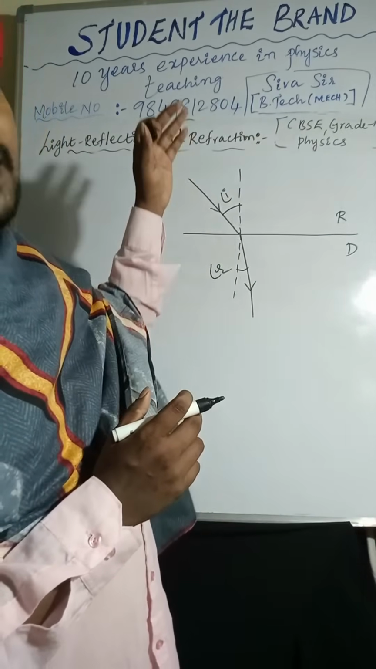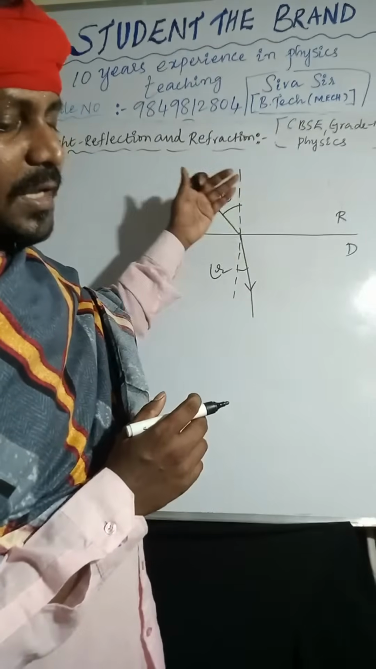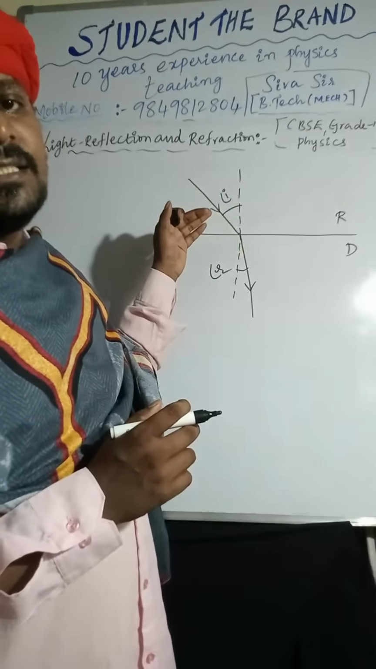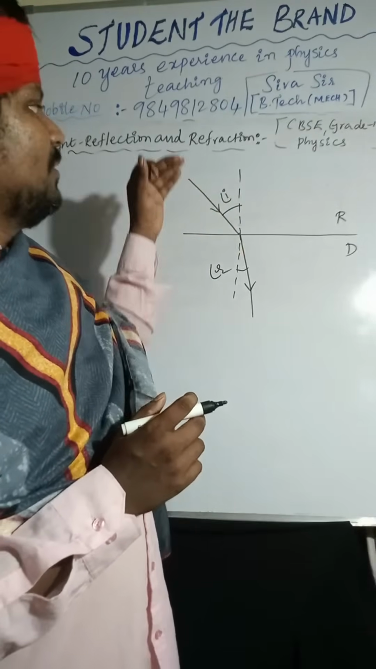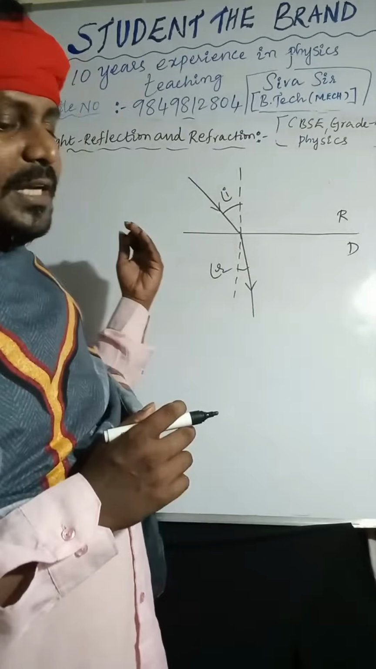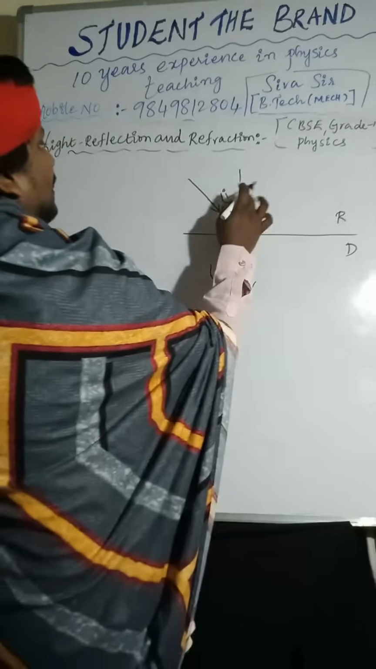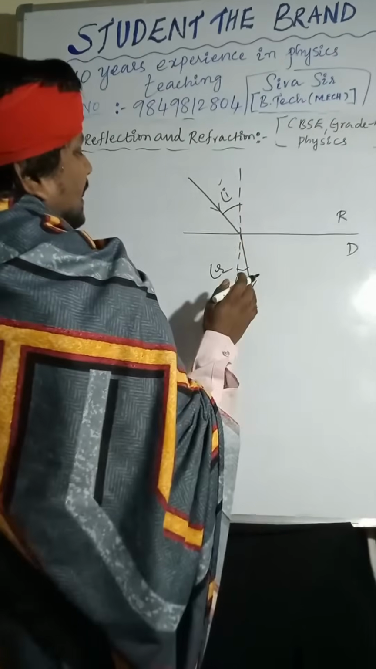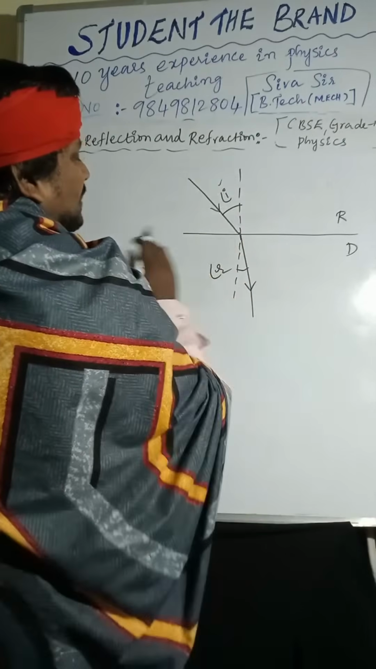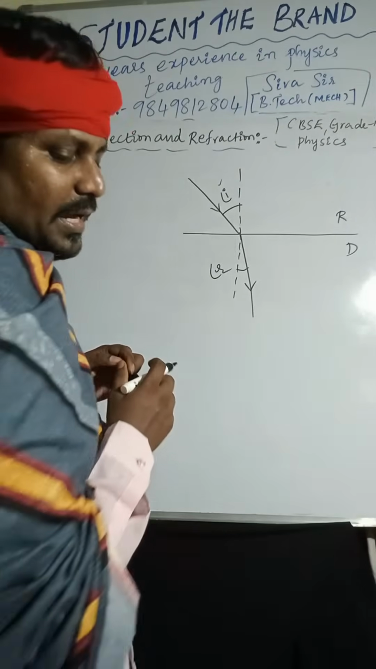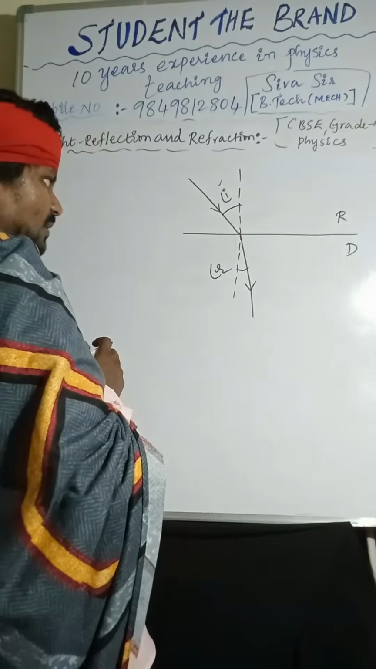When the light ray is passing from one medium to another medium, the path of the light changes. If it is moving from rarer to denser, it bends towards the normal line. The angle between the incident ray and the normal line is called the angle of incidence. The angle between the refracted ray and the normal line is called the angle of refraction.